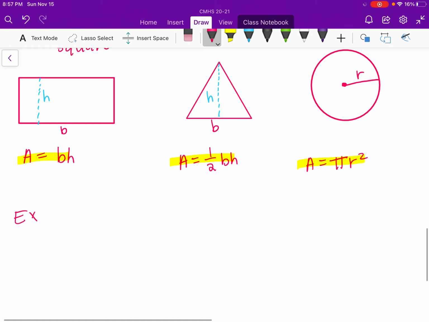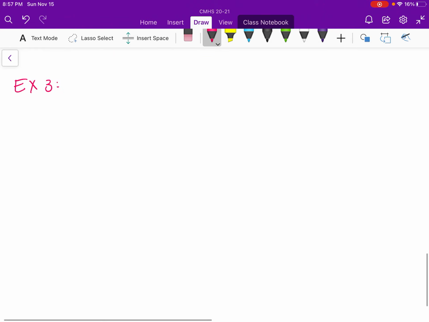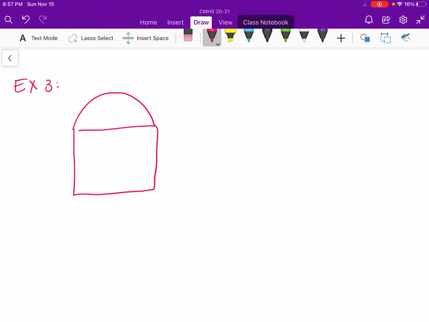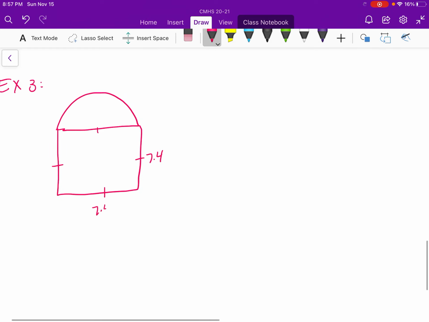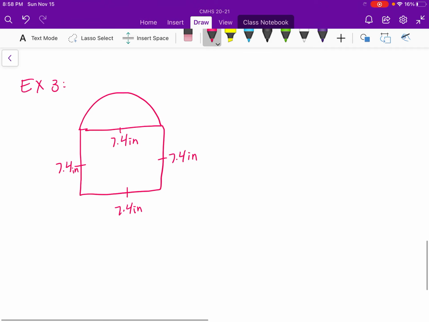I'm sure these are easy for you because you've done them your whole life. We're going to use this same shape from example 1, actually. The semicircle with the square underneath. Same dimensions, 7.4 everywhere. 7.4, 7.4, 7.4, and 7.4. And this is in inches. All right, this time we're doing area. So A equals, we have a square plus a semicircle.